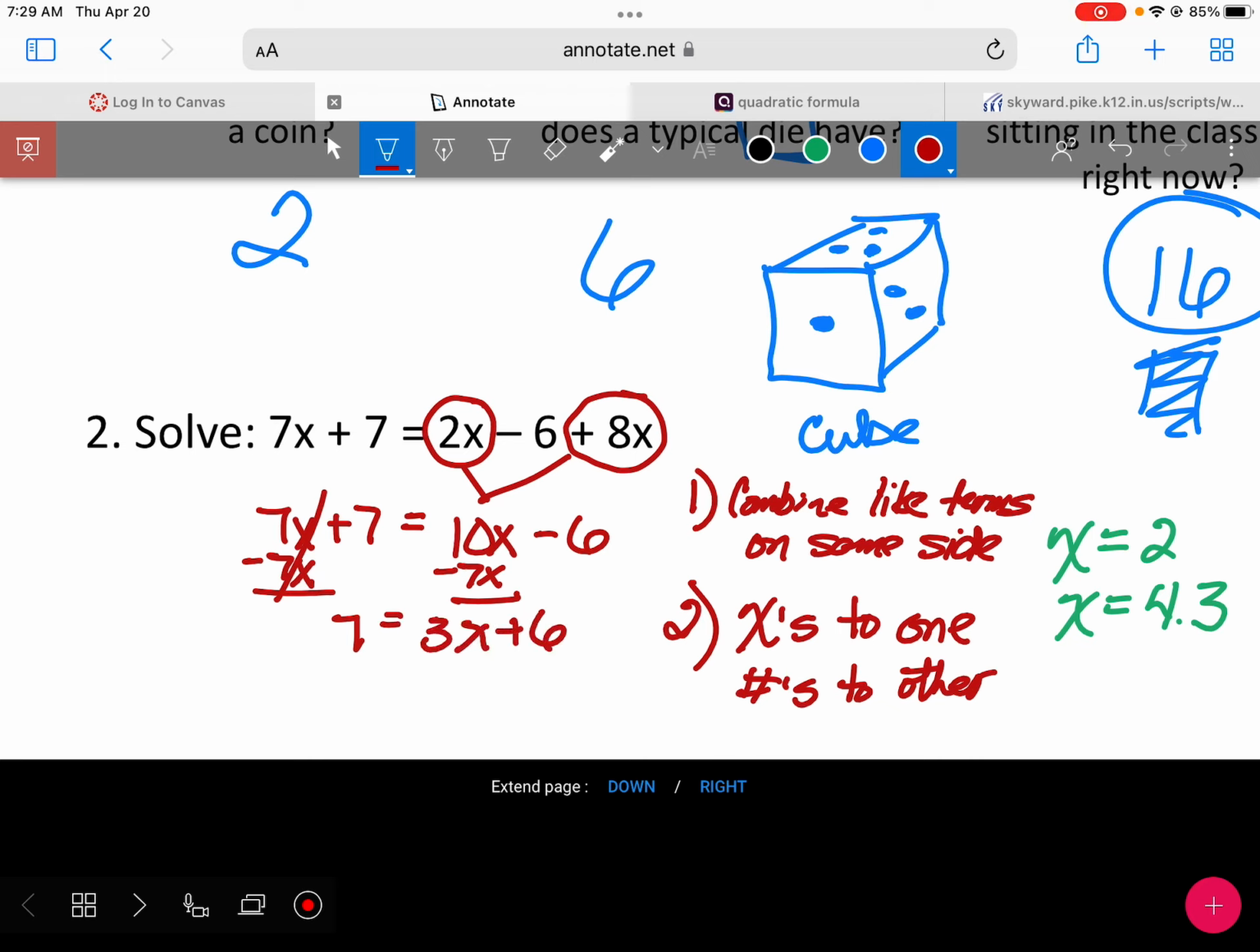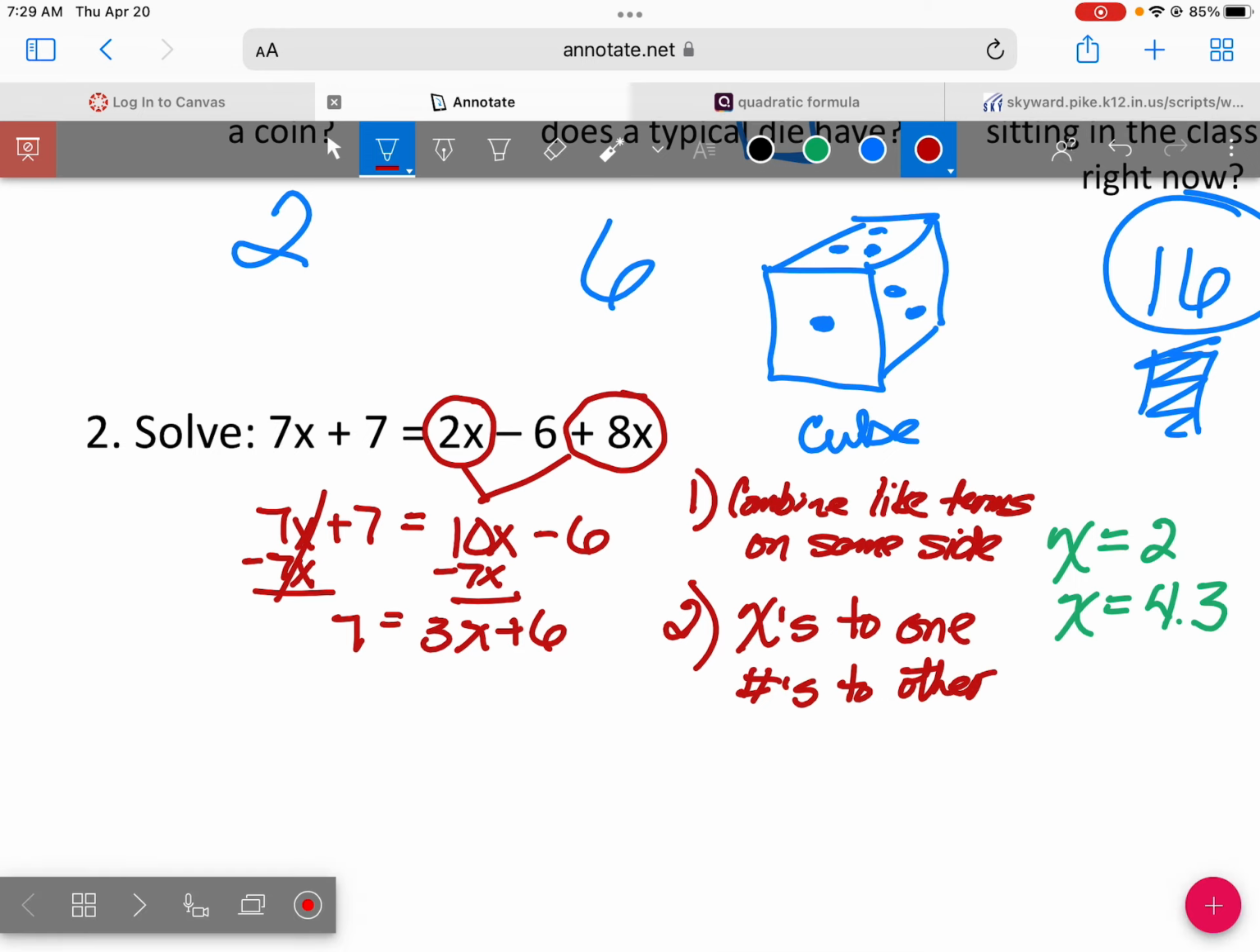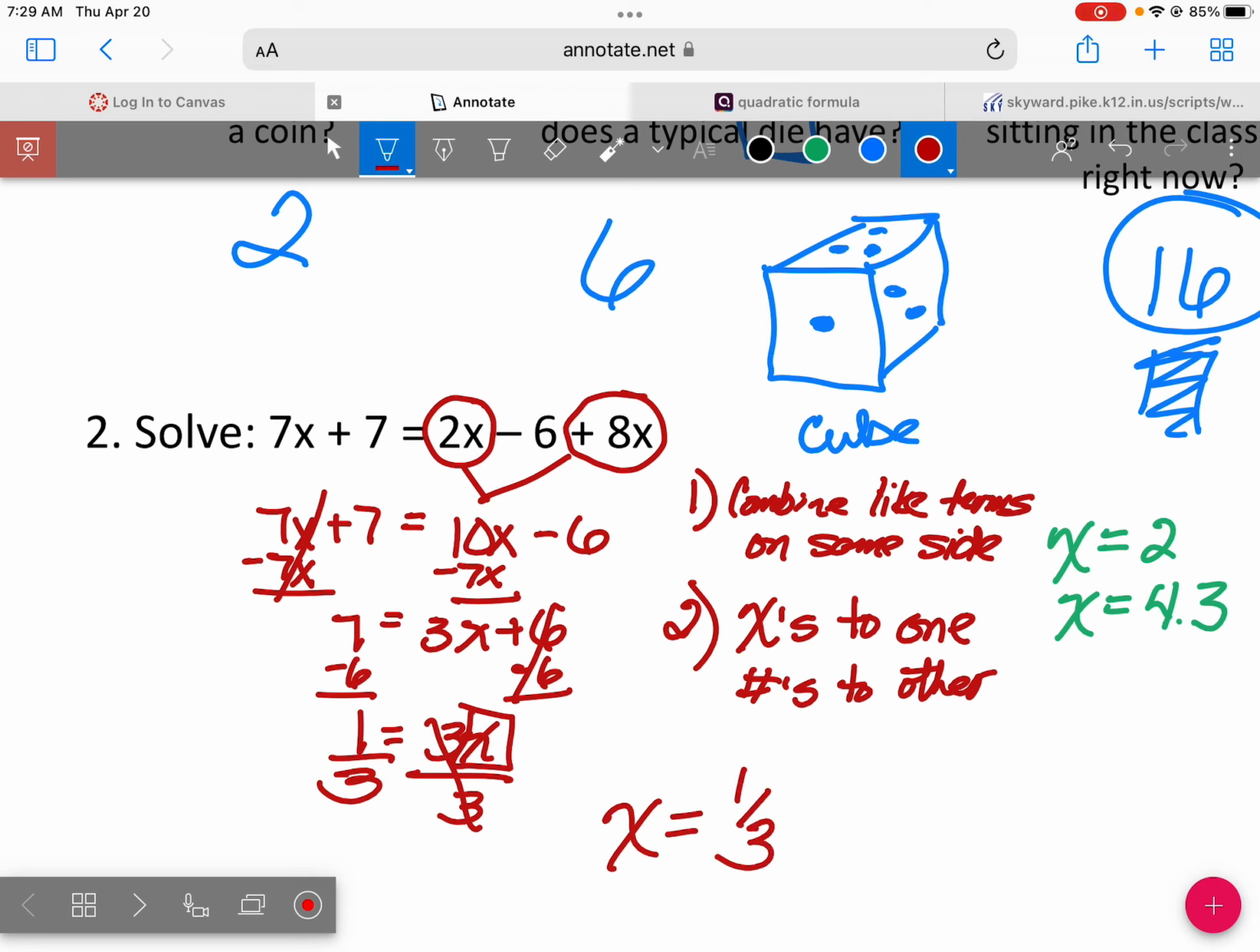Now I can get my number. I'm going to move this number 6 to the other side. It's a positive 6, so I should subtract that also. Minus 6, minus 6. I get 3x is equal to 1. I'm trying to solve for x and get that isolated, so divide by 3, and my answer is x is equal to 1/3.